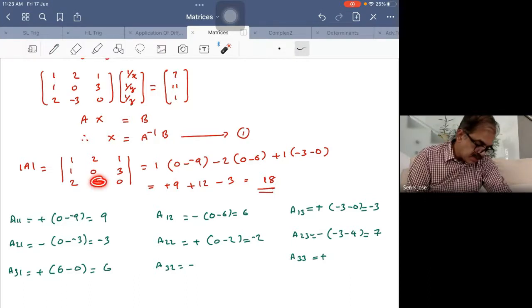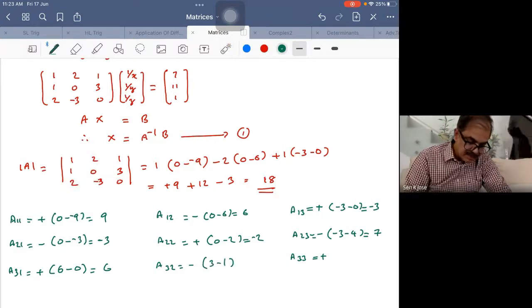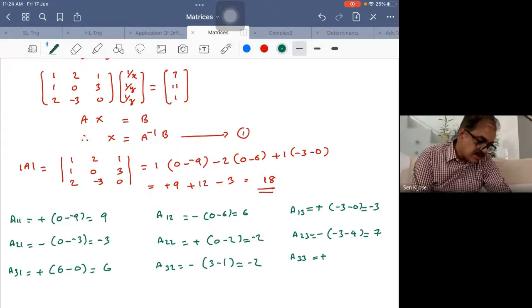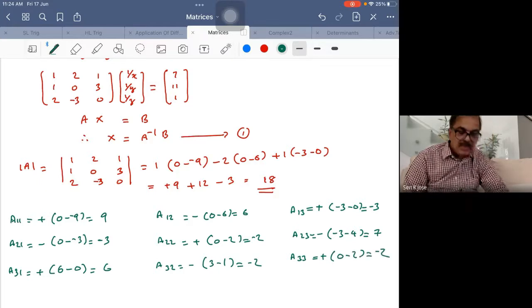A32 will be, that's the element. Delete the row and the column. Cross multiply, 3 minus 1, which is 2. And A33 will be, that is the element. Delete the row and the column. Cross multiply, you will get 0 minus 2. So I have the cofactors done.